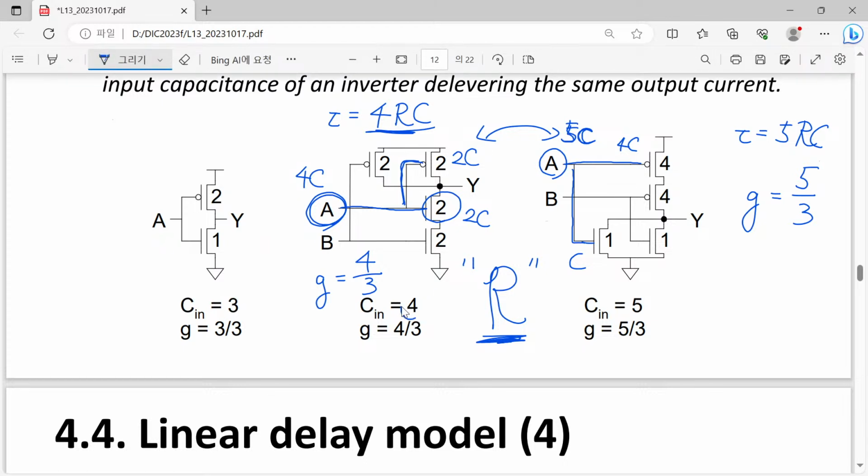Yes, so this 4, 5 is corresponding to this 4 and 5 input capacitance of your gate.